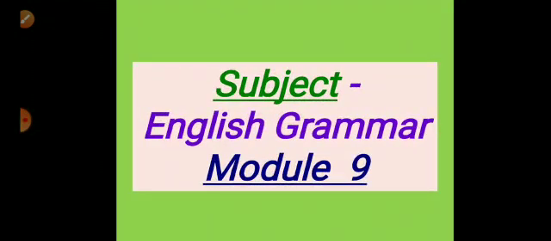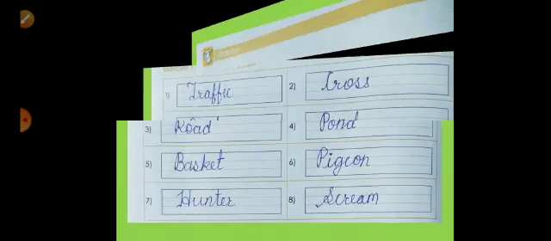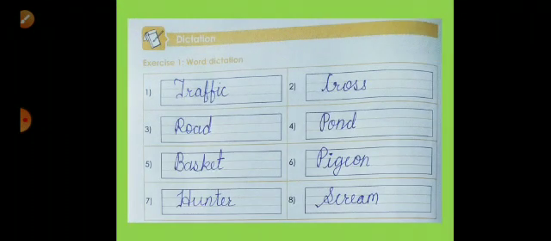Here we will see module 9. In this module we will learn word dictation, then alphabetical order, then position words in the grammar section, and after that describe a photo. It's a writing section. Okay, so look here. Here is the first section, word dictation.